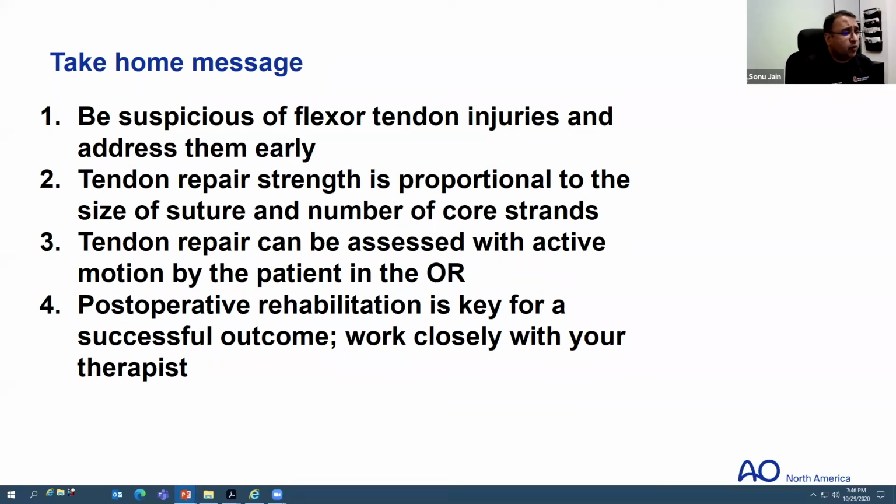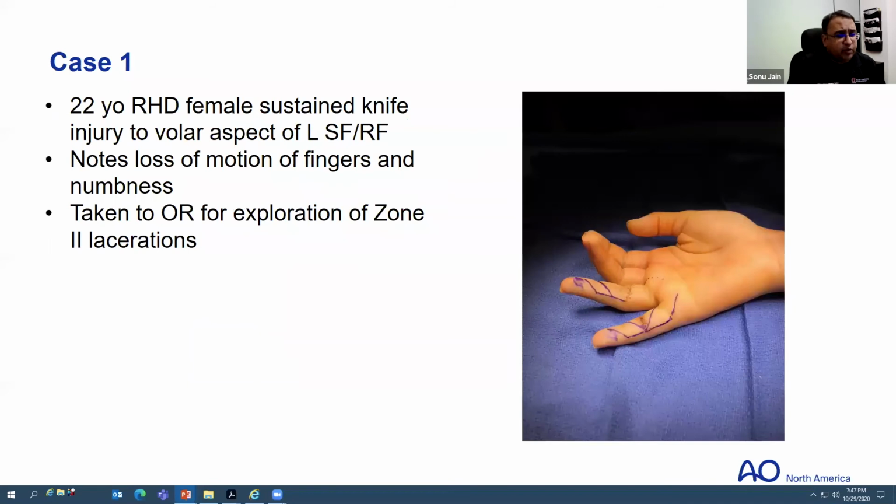And so the take-home message from this talk is to be suspicious of flexor tendon injuries and address them early. The repair strength is proportional to the size of the suture and the number of core strands that you're using. And you can assess your tendon repair intraoperatively with active motion by the patient and look out for gapping and make sure that you have excursion into the pulley system. And critically, it's important that you work with your therapist closely for a successful outcome. This is the most critical part after, and probably more so than your surgery itself, to really get the result that you need. And so we have a couple of cases here.